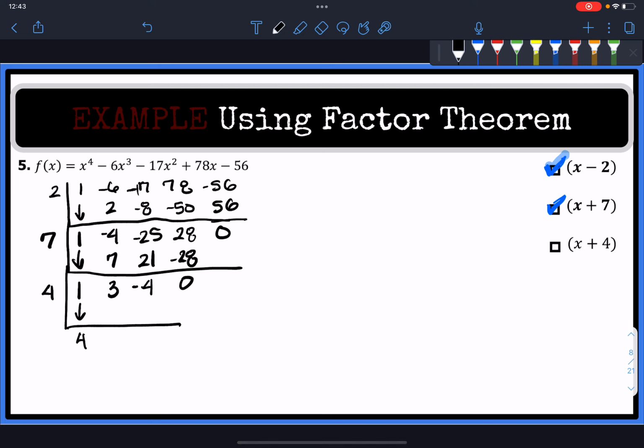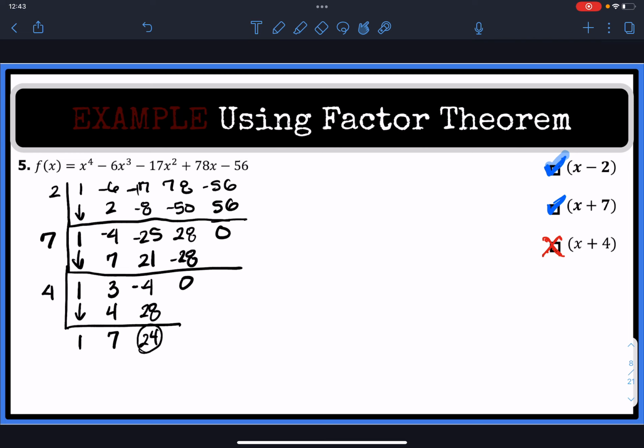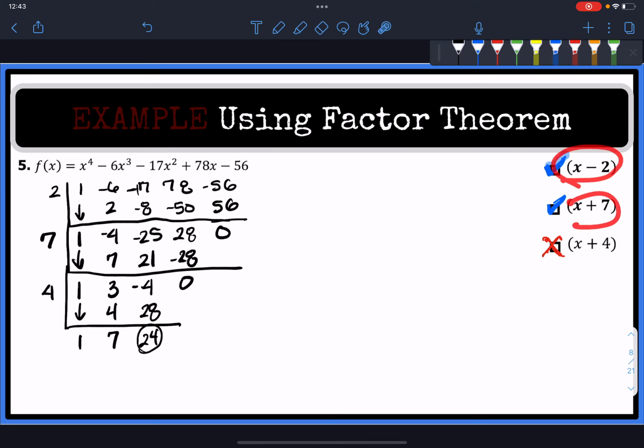So 1, 4, 7, and 28, and it's not. This is going to give us positive 24. Because this last number was not a 0, that means that this last one is not a factor. So there you go. This is how you use the factor theorem in order to determine if a binomial is a factor of a polynomial.